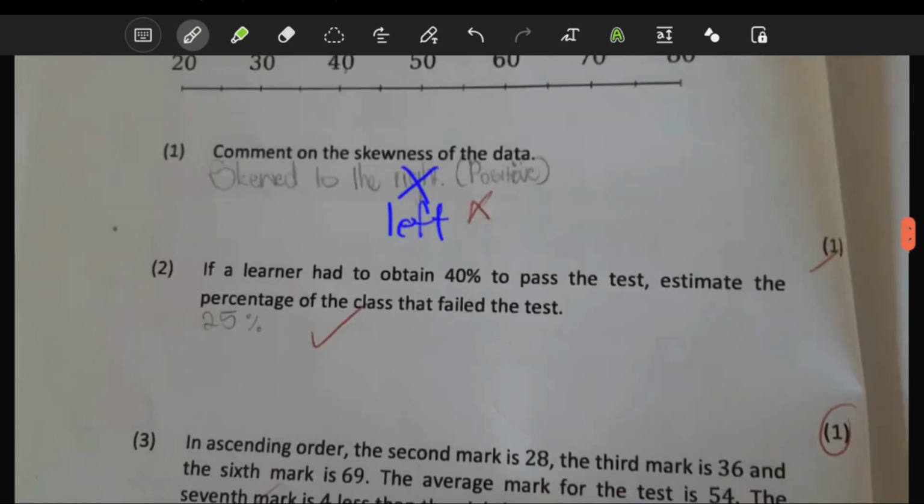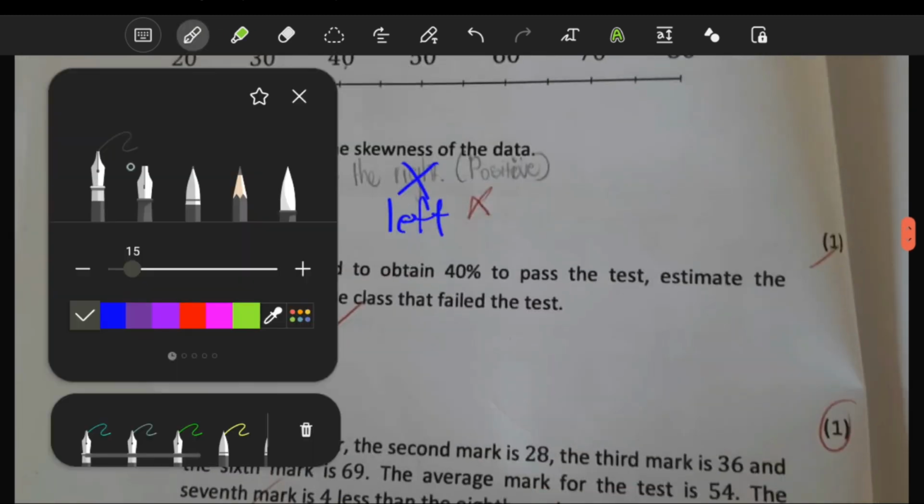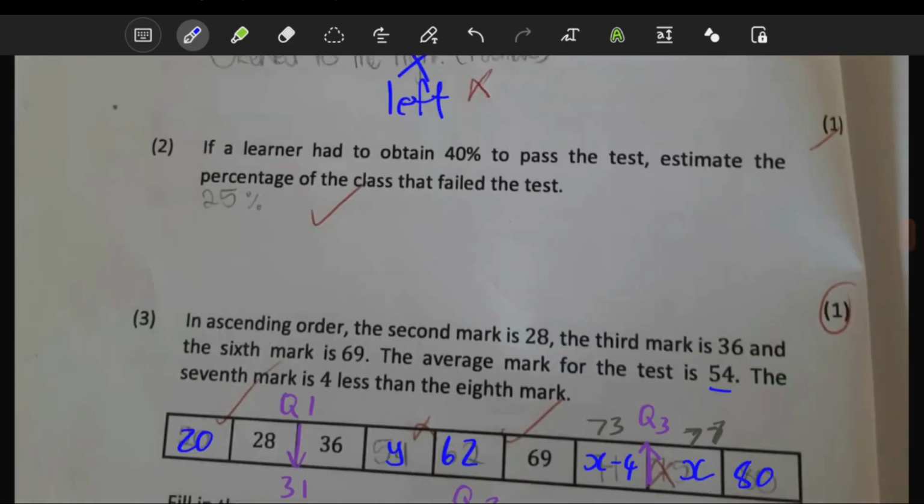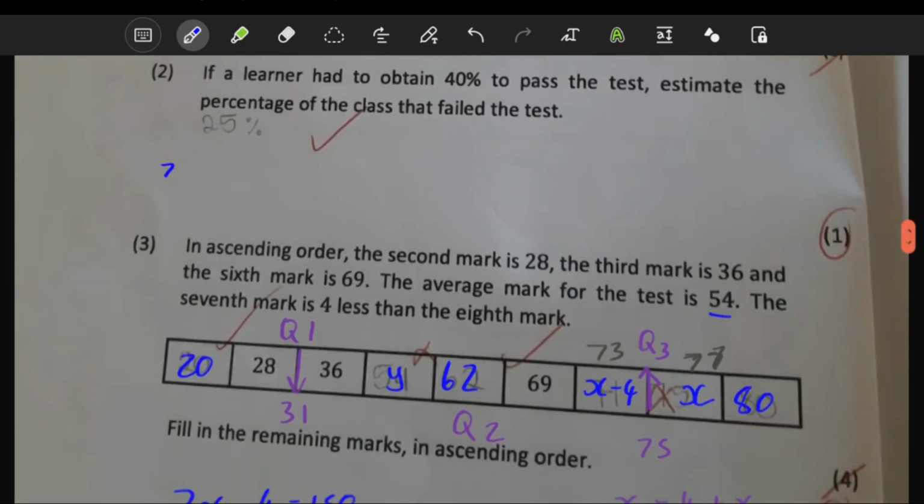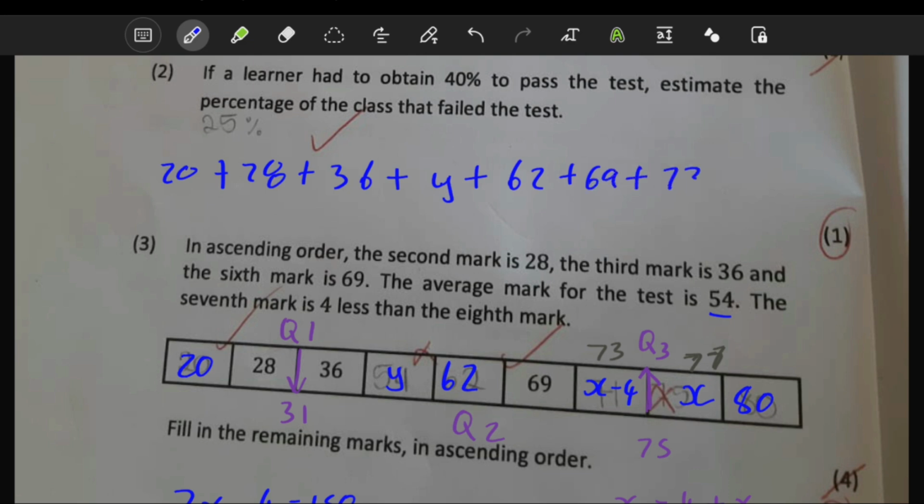So when you're adding up all these values, oh man, I rubbed everything out. I was about to say something dumb. But anyways, to get the y value here, you would need to add everything up, right? Plus the 36 there, plus the y, plus the 62, plus the 69, plus the 73, plus the 77. I never write my sevens like that.